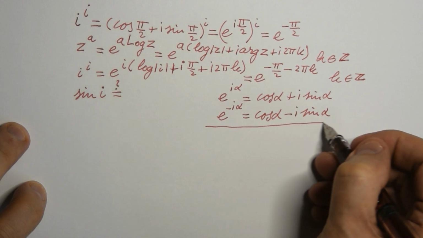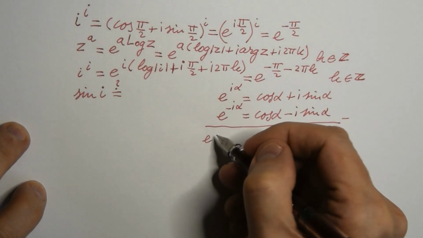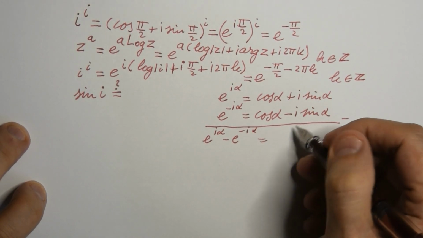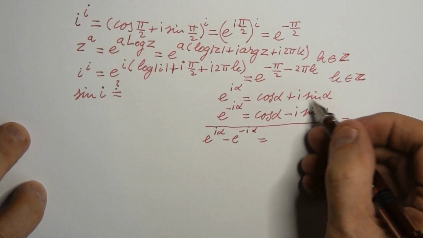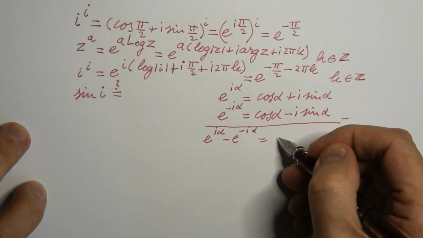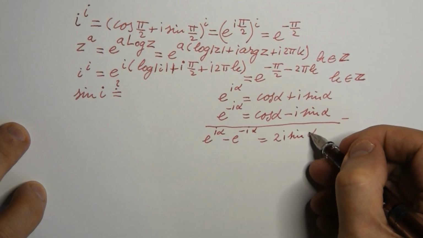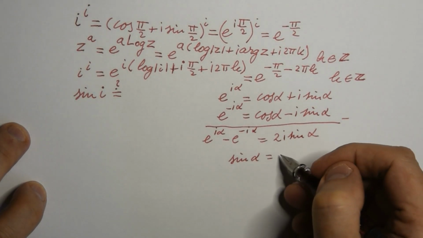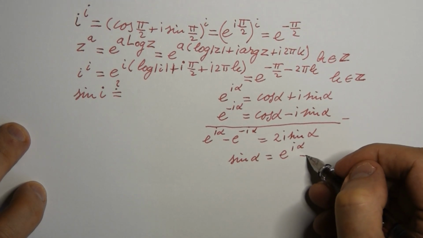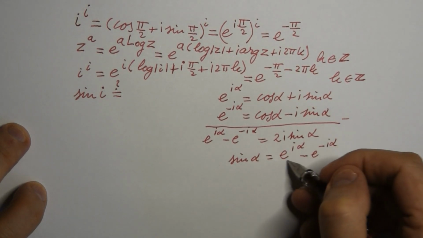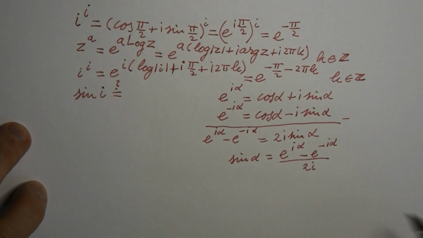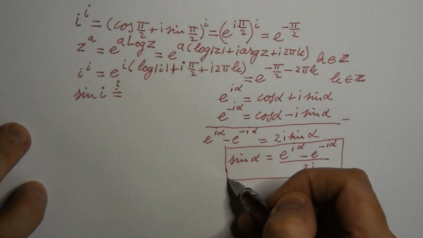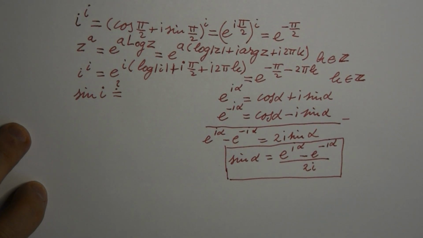You subtract those, and you get e to the i alpha minus e to the minus i alpha equals cosine minus cosine, which is 0, and i sine alpha minus minus i sine alpha is 2i sine alpha. The result is that sine alpha equals (e to the i alpha minus e to the minus i alpha) divided by 2i. And that's the formula we're going to use to evaluate this one.